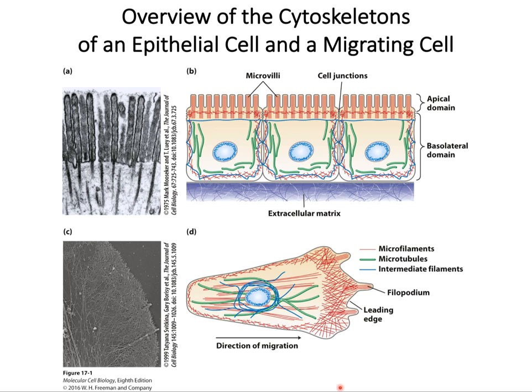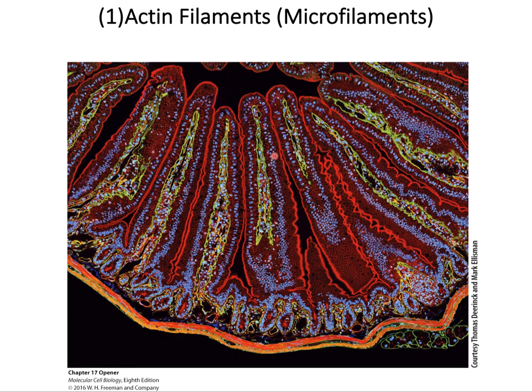So here you can appreciate the chapter opener illustration. This is a low magnification immunofluorescence micrograph showing a section of a mouse intestine stained for actin in red, the extracellular matrix protein laminin in green, and the DNA in the cells in blue. So do not get confused that these finger-like projections are the internal wall of the intestine. The whole thing is the internal wall of the intestine.